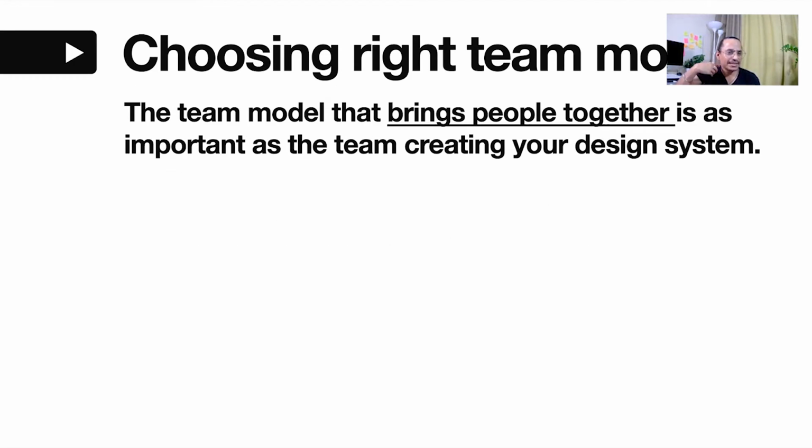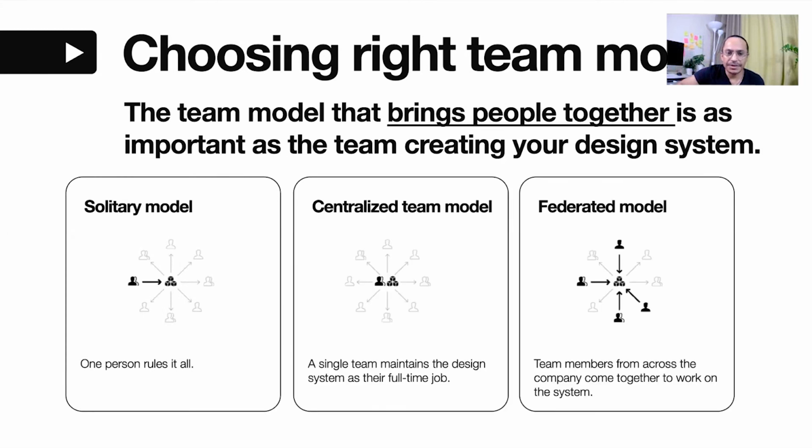And again, when creating this design system, there are different models. So we'll understand what these models are. The team model that brings people together is as important as the team creating your design system. One is who is creating the design system, and that's important. But again, what the model is, or how this system is designed, is also very important. One is the solitary model, where one person rules it all. There's one central person who connects with everybody and then creates the design system. The other is the centralized team model, where a single team maintains the design system as a full-time job.